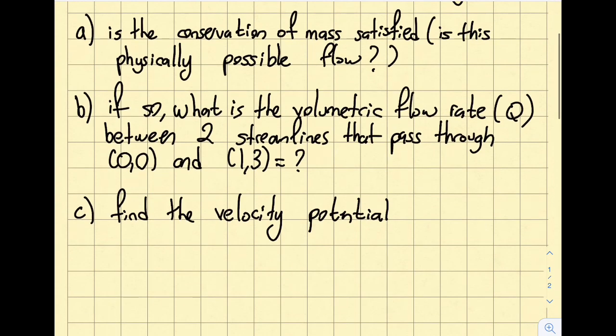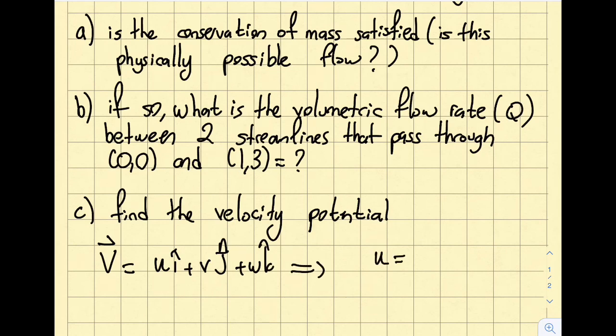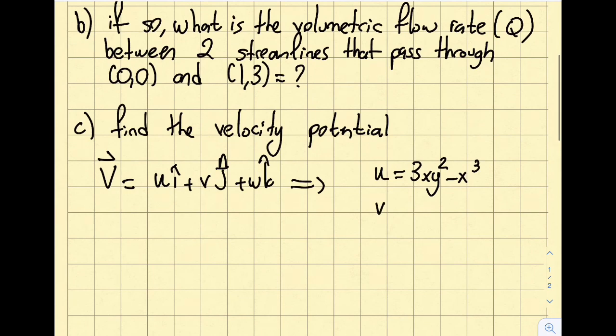So velocity is equal to Ui plus Vj plus Wk. From here I get my U is equal to 3xy² − x³, right? My V is 3x²y − y³, and from the question statement W is equal to 0. The first part of the question analyzes whether the conservation of mass is satisfied or not.